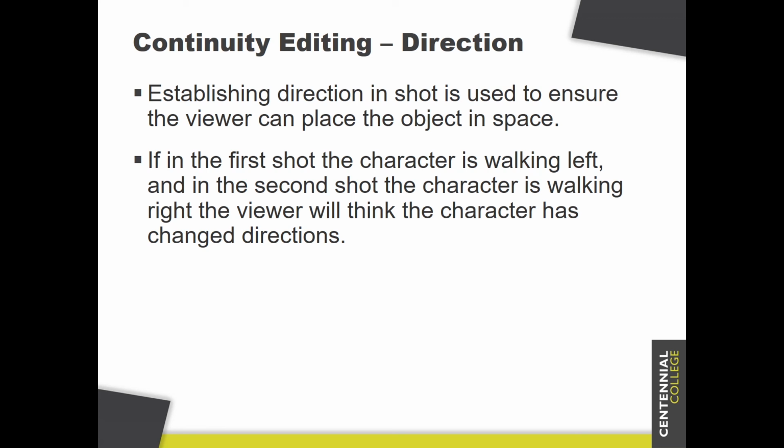So for example, if in your first shot, your character is walking from left to right, so from the left-hand side of the screen to the right-hand side of the screen, if in the next shot they are walking from the right-hand side of the screen to the left-hand side of the screen, it'll appear as if they've changed directions. And your viewer then is going to start to wonder whether they've changed directions. Have they already gotten to where they're going? Are they turned around? What's happened here? All right, so again, this goes back to the 180-degree rule. If your actor is walking in the same direction, as long as you've maintained your 180-degree rule, then you won't have this flipping of direction.